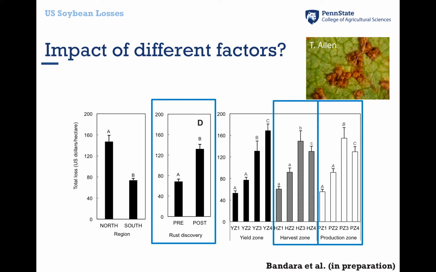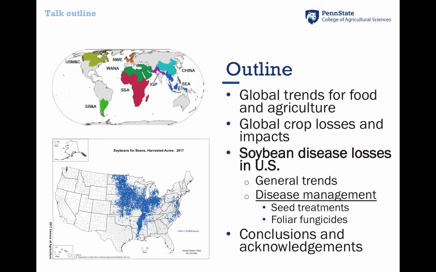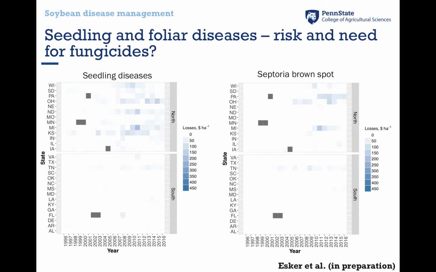I emphasize here that harvest zone or production zone are qualitative metrics based on USDA data. Just producing a lot does not mean you have more loss. There are differences geospatially. Much of the harvest and production zone is in the northern part accordingly. So we know these differences do drive a lot of what we see, and that's driven by the last part of the talk, which is about what do we do about it.